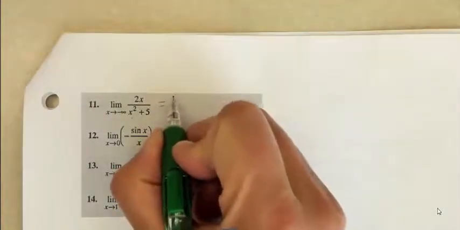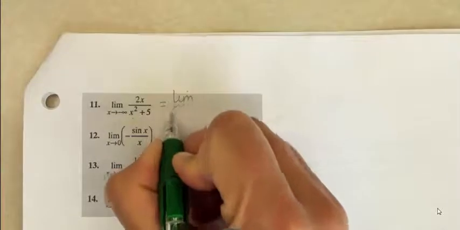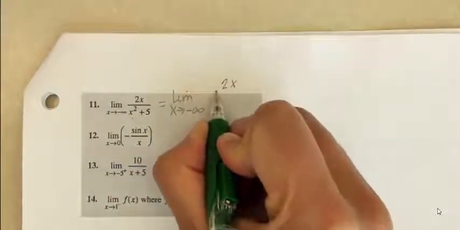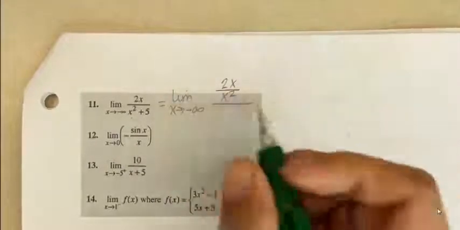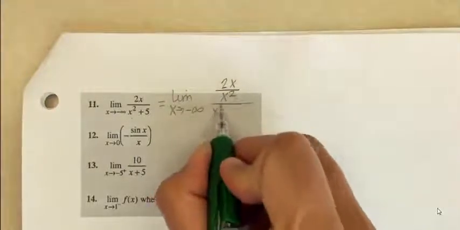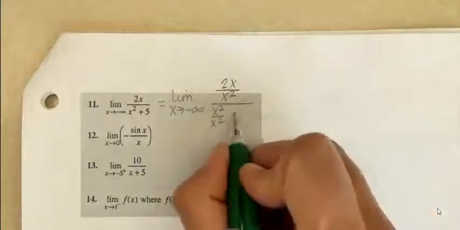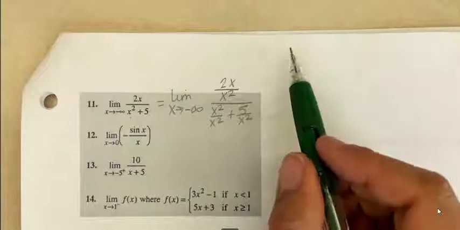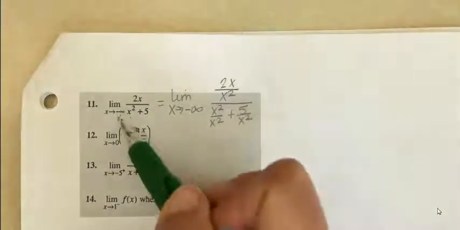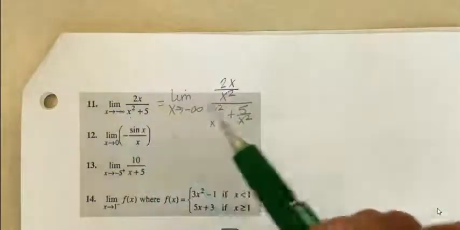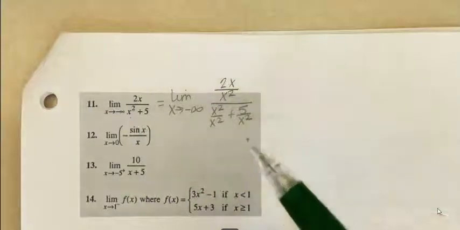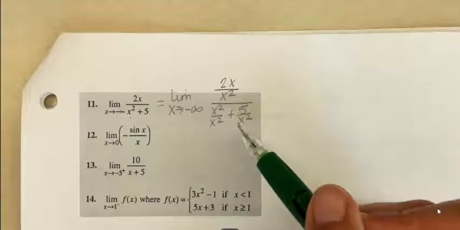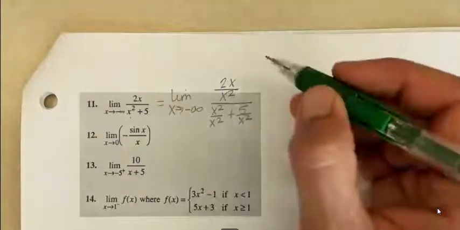So this will be the limit as x goes to negative infinity. In the numerator, I'll do 2x divided by x squared, and also x squared divided by x squared plus 5 divided by x squared. Maybe write yourself a note, a little star here: anytime you're dealing with infinite limits, you can divide out the largest power of x. You have to do it to numerator and denominator. But once you do that, look what happens.